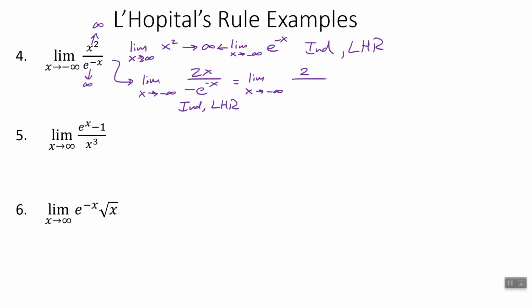We get 2 on top. We get another negative, so we're going to get e to the negative x. So now we've got 2 on top. The bottom's going to infinity, so this is going to 2 over infinity, which is going to go to 0.